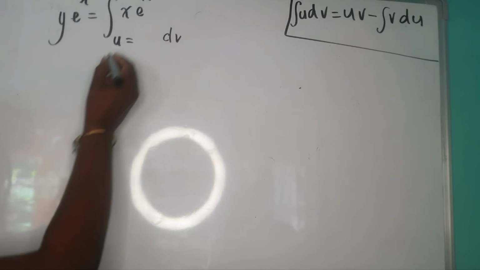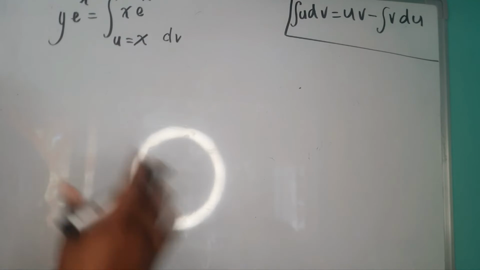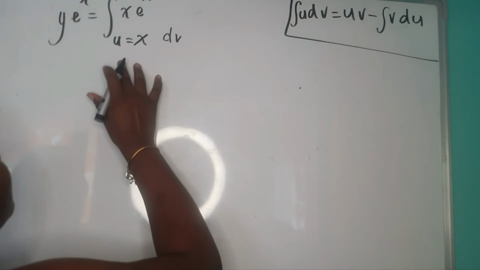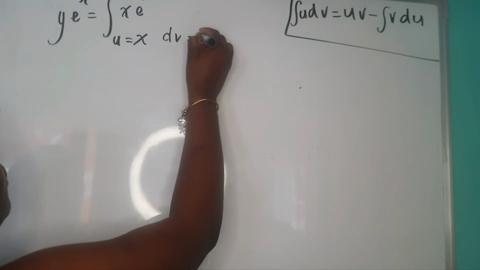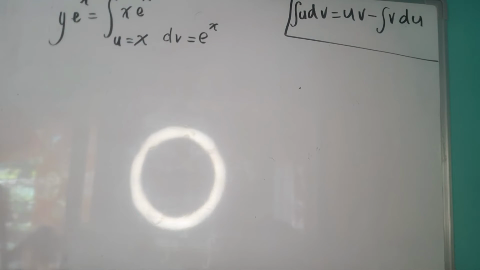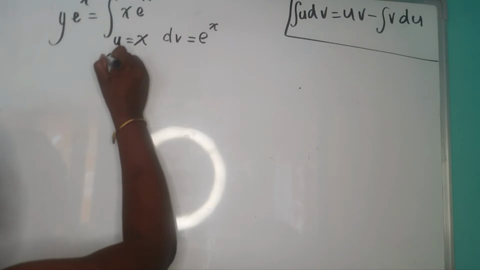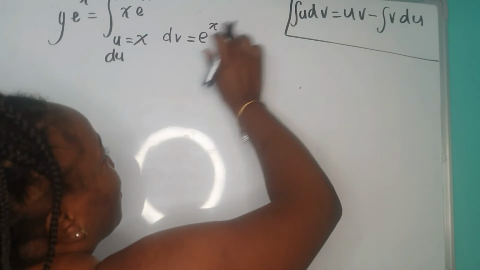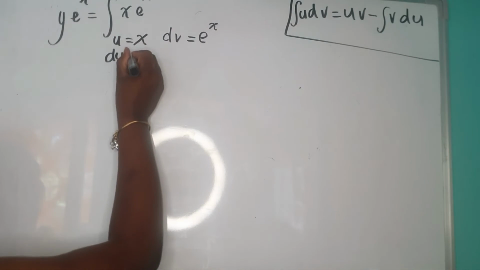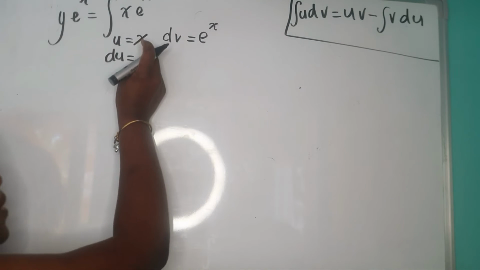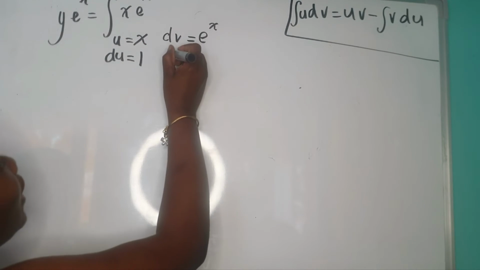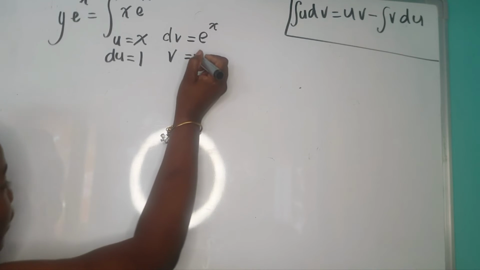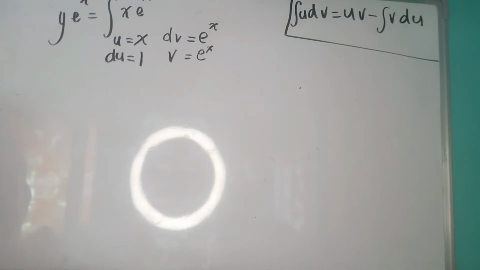Very good. We'll use u to be our x because we want to reduce it, and for dv we would consider it as e to the x. Now we have to find our du and v, because from the formula we're missing v and we're also missing du. So the derivative of x is 1 and the integral of e to the x is e to the x.